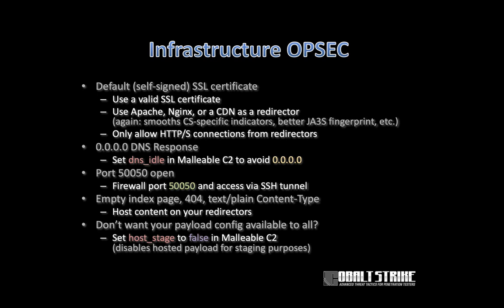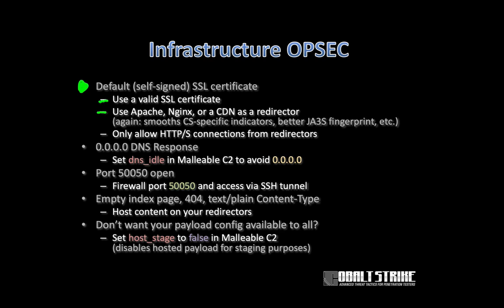First things first, do not use a default SSL certificate. You can set a valid SSL certificate in your Malleable C2 profile. I recommend that you do that. I also continue to recommend that you consider using an Apache, Nginx server or a CDN as a redirector. Again, this can smooth out some Cobalt Strike specific indicators, and it can help with your JA3 server fingerprint.